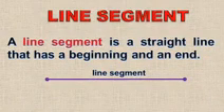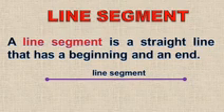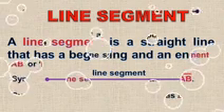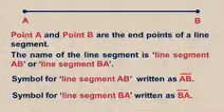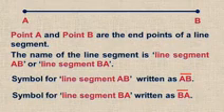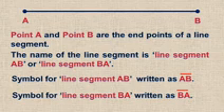Now, let's see what a line segment is. In simple language, we can say that a line segment is a straight line that has a beginning and an end, just like given in this slide. Point A and point B shown in this slide are the end points of a line segment.